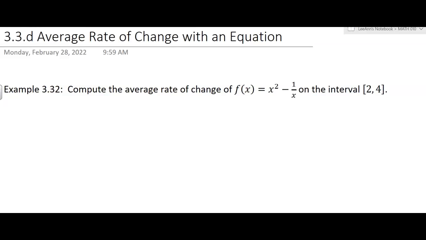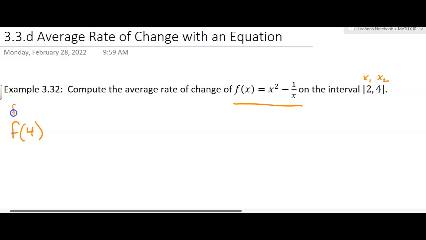Okay, so now they don't give us a graph, they don't give us a table, but they give us an equation. So they're telling us here's the function. And so we're going to have to figure some things out. So this is going to be our x sub 1, this is going to be our x sub 2. We need to find f of 4. We have to evaluate the function at 4.